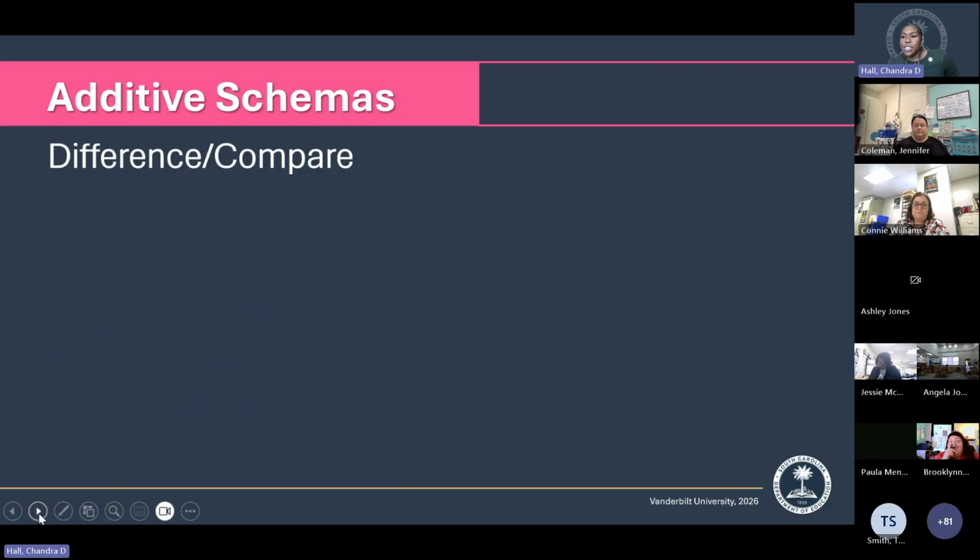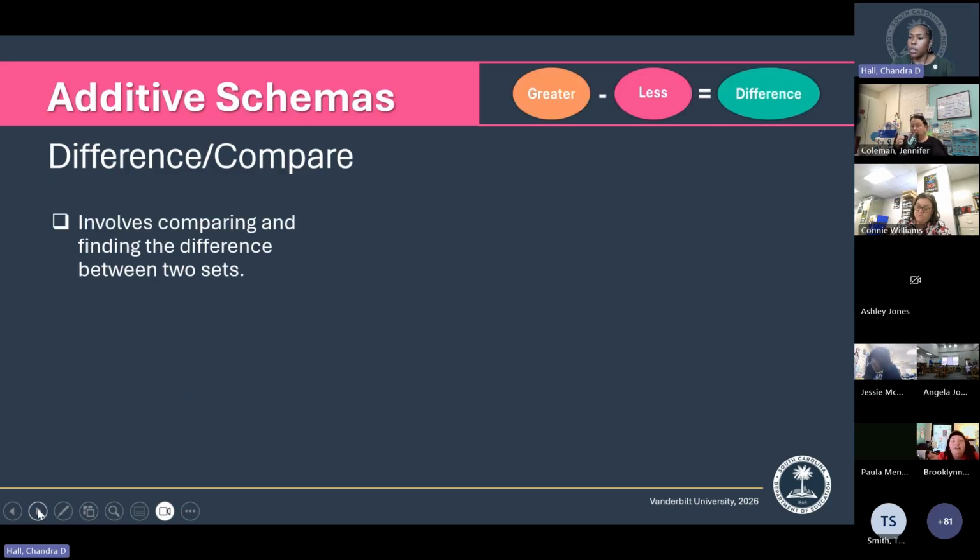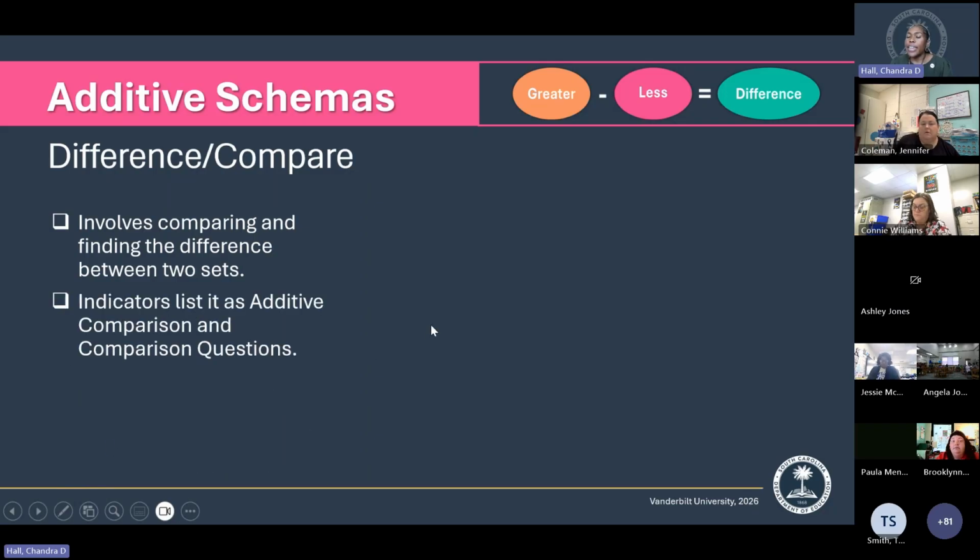The next additive schema is difference or compare. Here, this involves comparing and finding the difference between two sets. The indicators listed as additive comparison and comparison questions, depending on which indicators you're looking at. And you typically are not going to see these types of problems until we get to second grade.